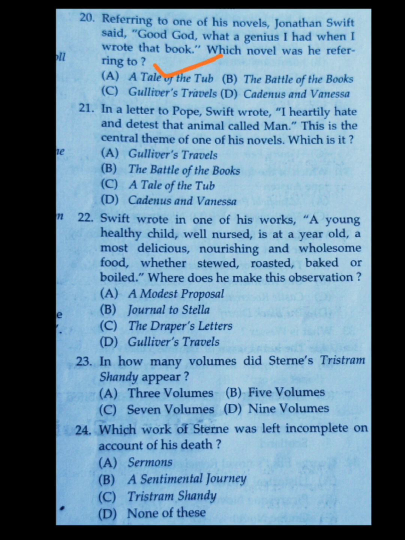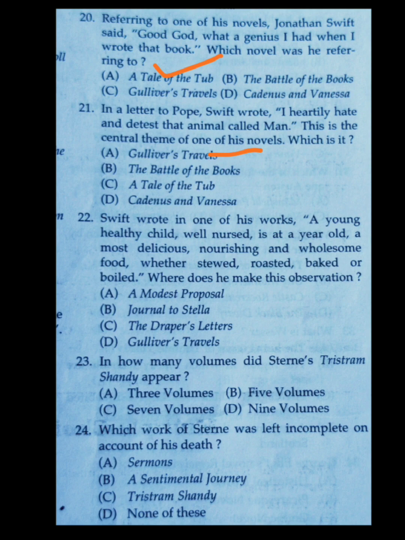Moving to the next one. In a letter to Pope, Jonathan Swift wrote, "I heartily hate and detest that animal called man." This is the central theme of one of his novels. Which one is that? Here the correct option is option A again, Gulliver's Travels. Okay. So these statements are very important for the objective exam.